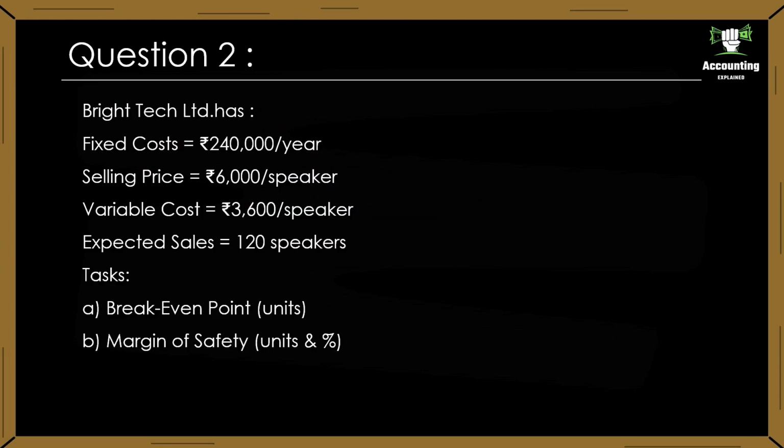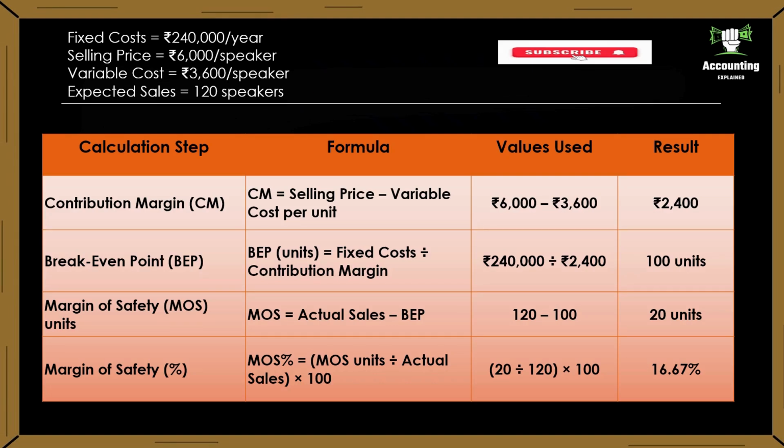Let's solve another question. Bright Tech Limited has a fixed cost of rupees 2,40,000 per year, selling price rupees 6,000 per speaker, variable cost rupees 3,600 per speaker, and expected sales is 120 speakers. We are asked to find out the break-even point in units and the margin of safety in units and percentage. Come on, students, let's solve the question together. So this is the question. Now let's go step by step.